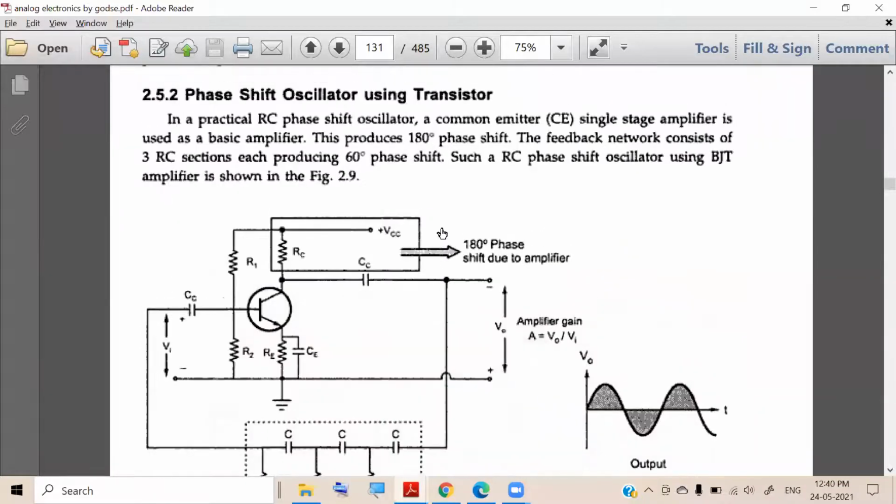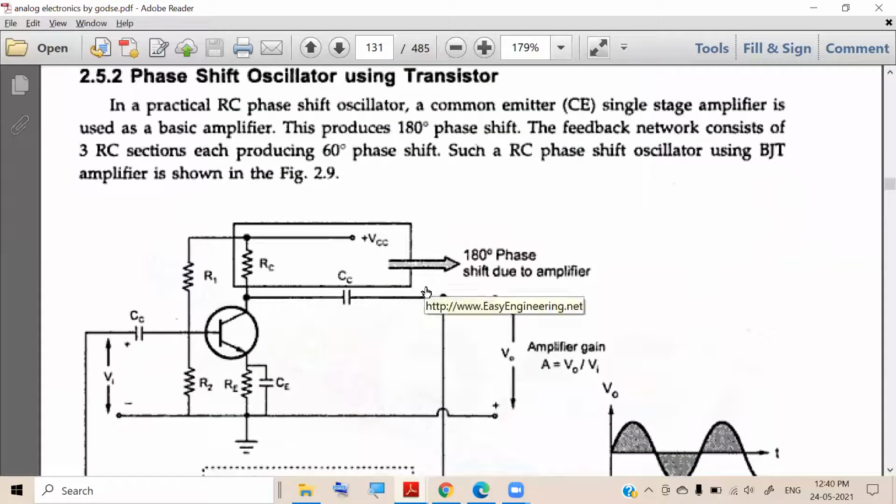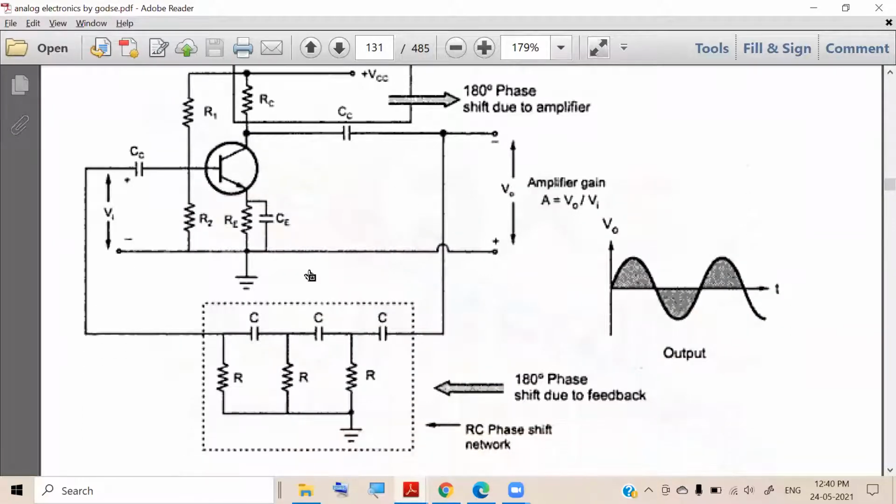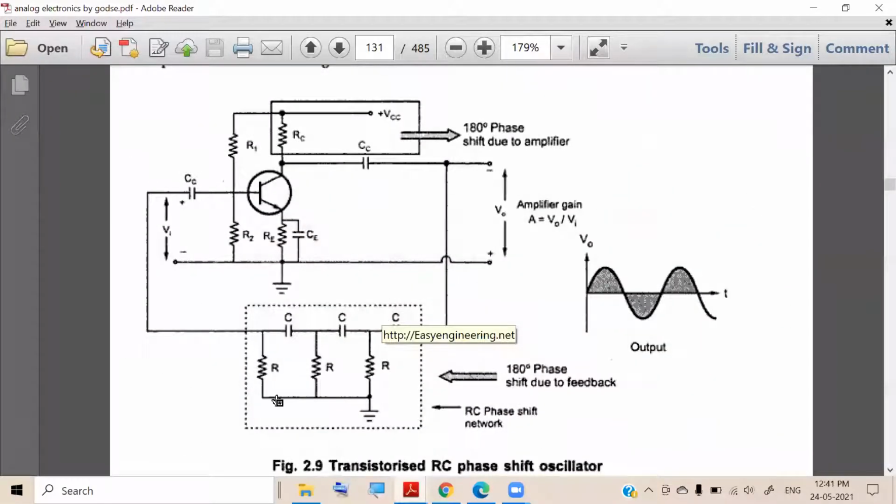Okay, so the next topic. So far we discussed LC oscillators, oscillators using inductor and capacitor. Oscillators are also possible using resistor and capacitor. Okay, using resistors and capacitors in the feedback network.